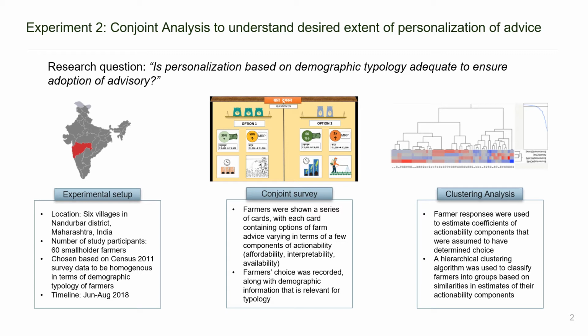Once we gathered data from all the participants, we proceeded to carry out the analysis. As a first step of the analysis, we used a discrete choice model to estimate individual preferences for the underlying actionability attributes. In this way, we were able to quantify how much each individual farmer valued the underlying attribute. For the second part of the analysis, we used a hierarchical clustering technique to find groups of farmers with similar preferences. The analysis revealed some interesting results.